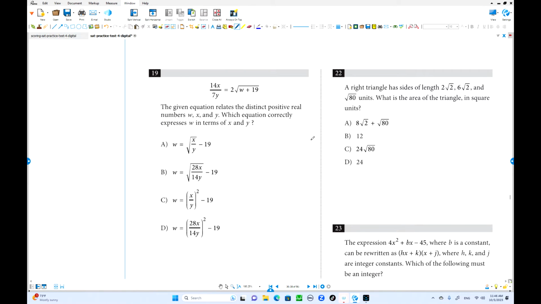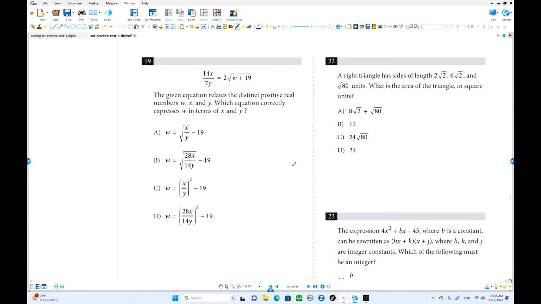All right, this is number 19. Okay, how can you find W? W is inside the radical. First, we can divide by 2, but this one better simplify first. 14 divided by 7 is 2x, okay? So 2x over 7 equals what?